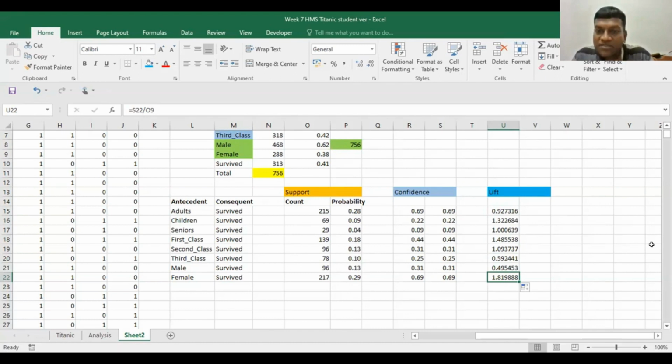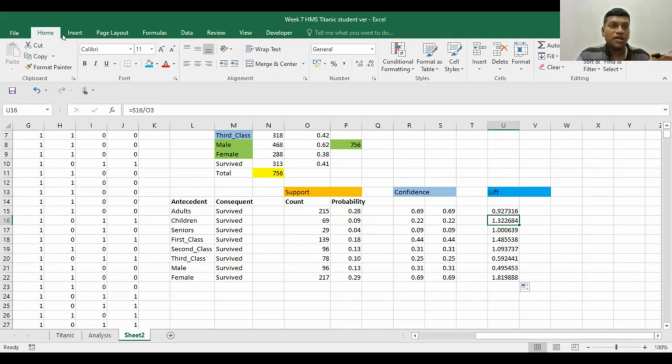The next high value is 1.48. That is, if you are traveling in first class, your chance of surviving compared to the average person is 1.4 times more. Next value of significance is 1.32. If you are a child, your probability of having survived on the ship is 1.32 times more than the average person who traveled on the ship.